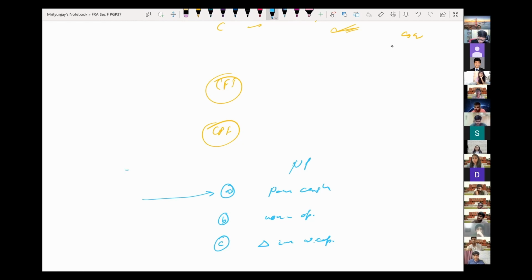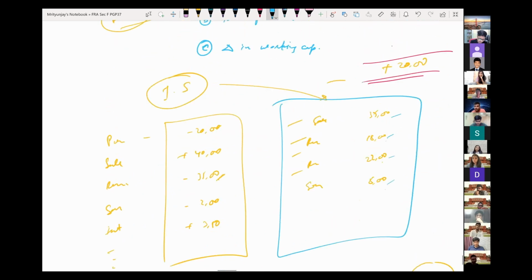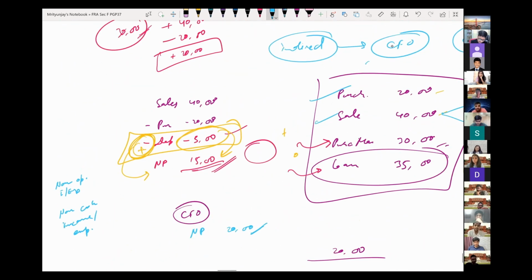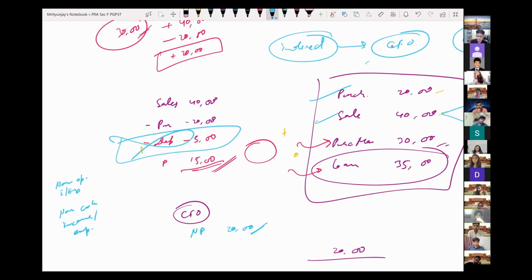One example I gave was depreciation. The depreciation of 5 lakh basically reduced my profit. If this depreciation was not at all there, I would have shown a 20 lakh profit. Whereas what am I showing right now? I am showing only 15. So how do I convert 15 to 20? I just reverse the impact of this expense. That's what I had done.